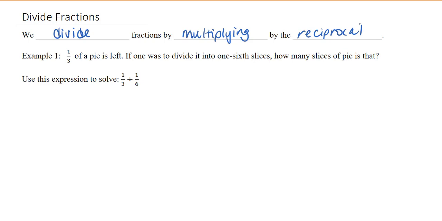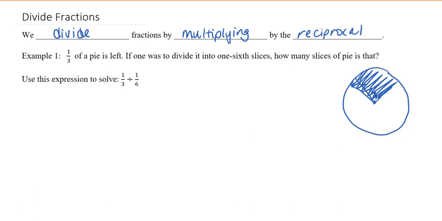So say we have a third of a pie that's left. So let's go ahead and draw. We could say we have like this much left, maybe it's a little bit bigger. So we have a third of the pie left. And if we want to divide it into 1/6 slices, how many slices of pie is that? So this is a division problem. So we're going to go 1/3 divided by 1/6 to see how many pieces we get, or slices.